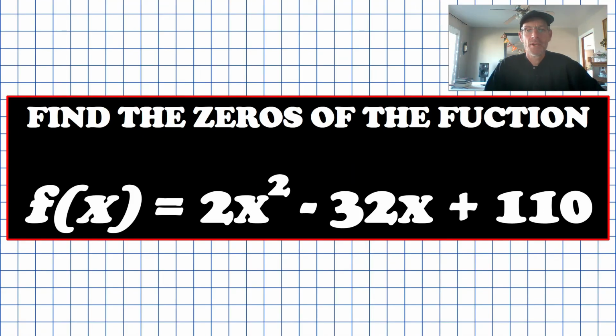The next thing that I want you to consider is this problem here. Find the zeros of the function f of x equals 2x squared minus 32x plus 110. You should write this problem down on a piece of paper, and as we work the next two examples, be thinking about what the answer to this problem is. And at the end of the video, I'm going to ask you for the zeros of this function.